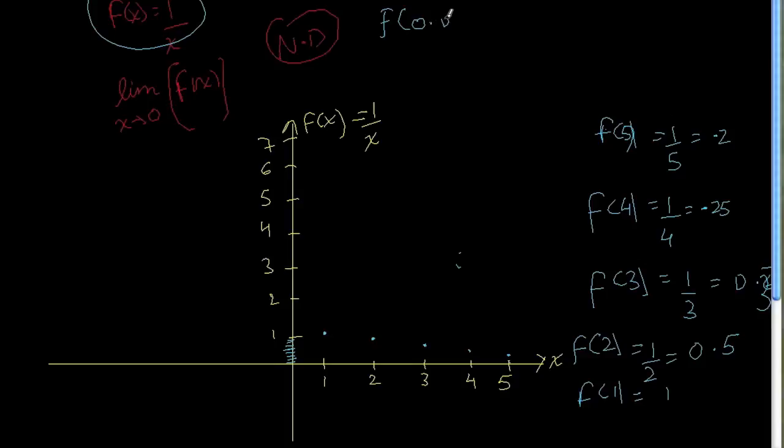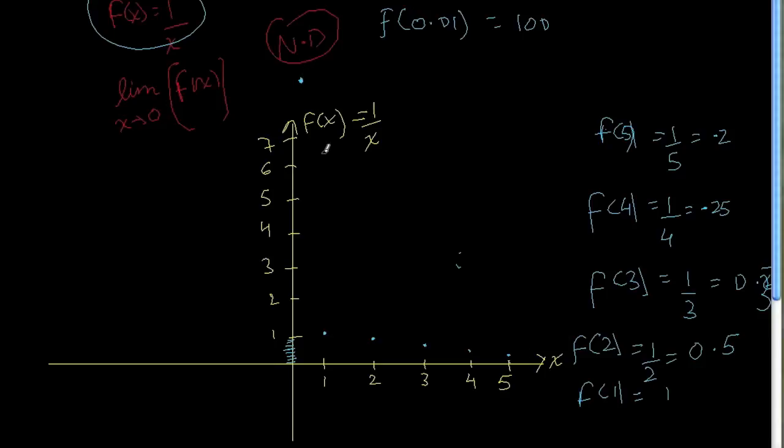And if you try to take f of decimals, so if we say f of 0.01, then we would get that it equals 100, because 1 upon 0.01 gets 100. And 100 goes right out of the graph, right?